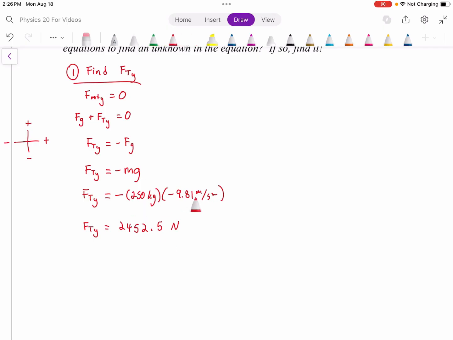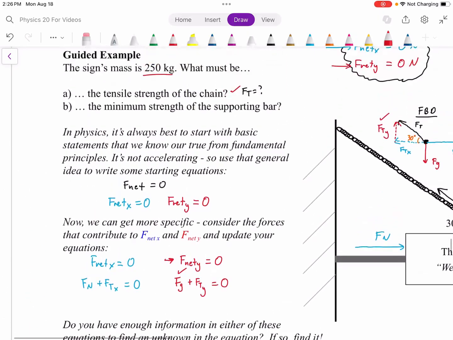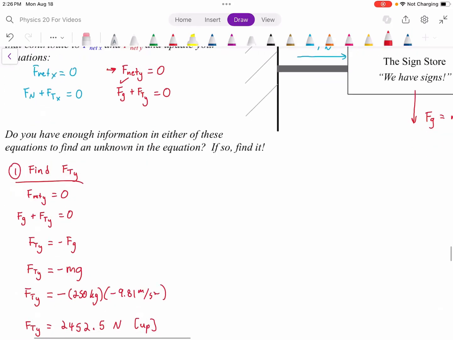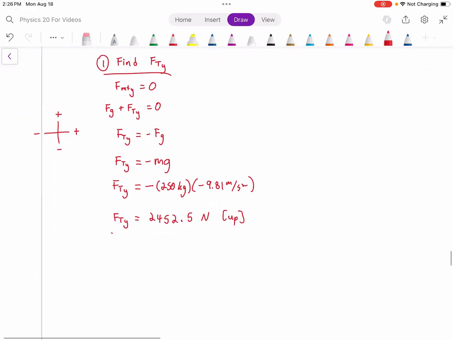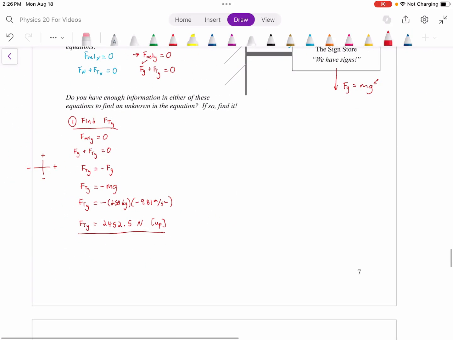So doing that, I got that the tension's y component would be positive 2,452.5 newtons. Now our positive means that it's up, which makes a lot of sense because we said it had to be up in order to be canceling out the force of gravity, right? So there we go. We've got our tension's y component.